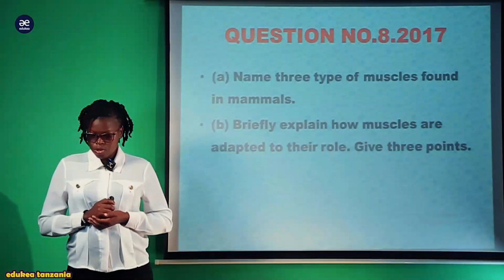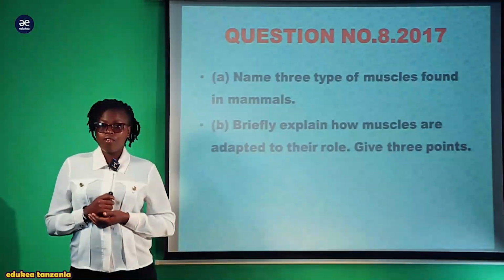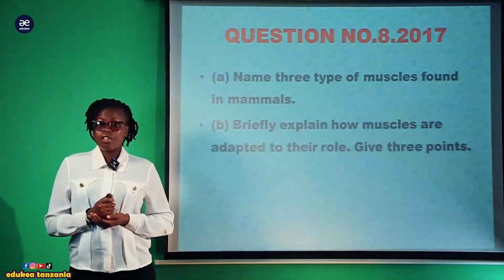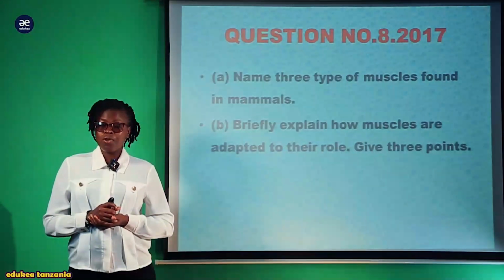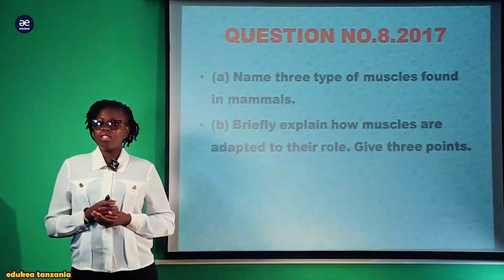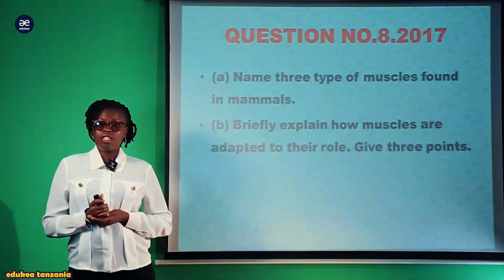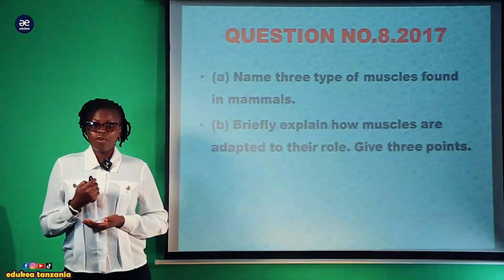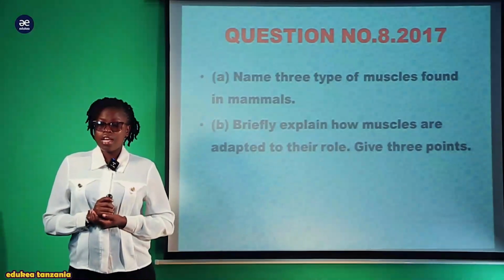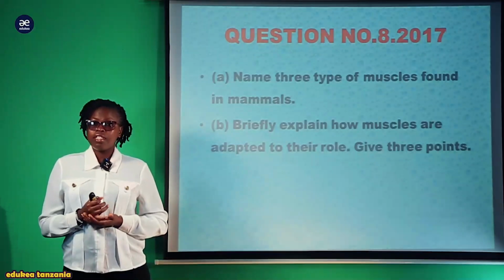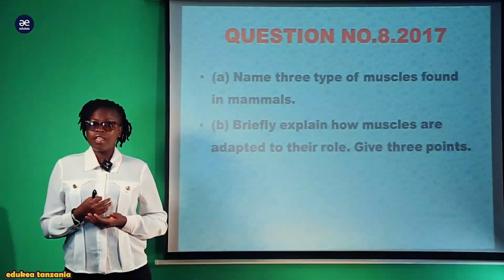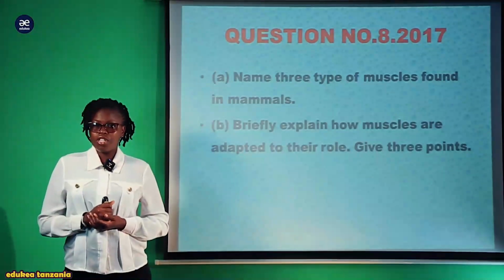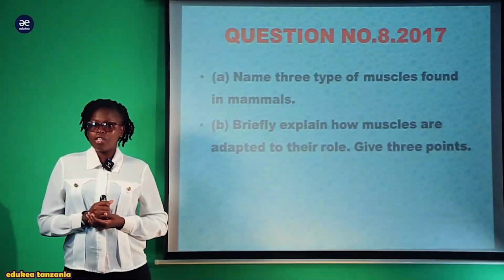10 marks. So this question is derived from the topic of movement, one of the Form 3 topics. It requires a candidate, or an examinee, or you student, to be well competent on this topic of movement, especially in the concept of the human skeleton, where you are going to see the types of muscles which are found in the body of mammals. You are going to see where they are located. Also, you are going to discuss how these muscles are adapted to their function or role to perform a designed function which is movement.